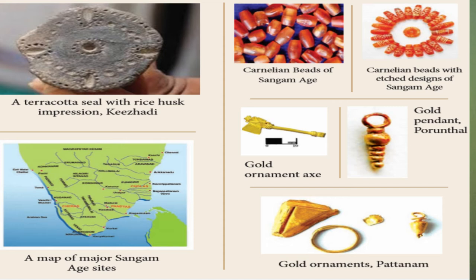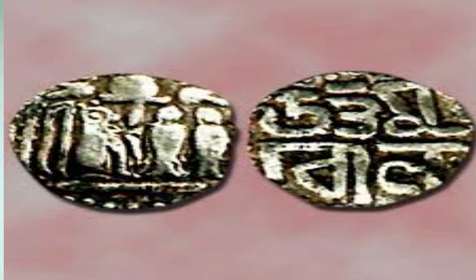That cameo is nothing but an ornament, right, made in precious stone. That intaglio is also an ornament, in which images are carved below the surface. Next important source is nothing but coins. Coins as a medium of exchange. Coins as a medium of what? Exchange. Were introduced for the first time in the Sangam age.